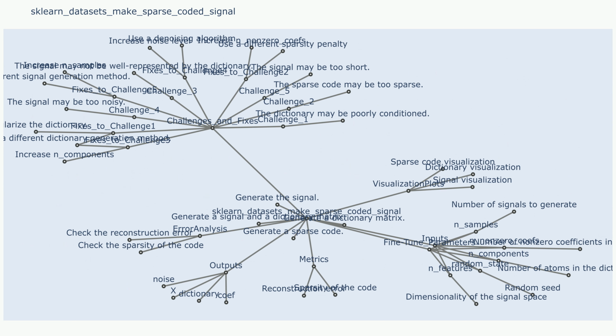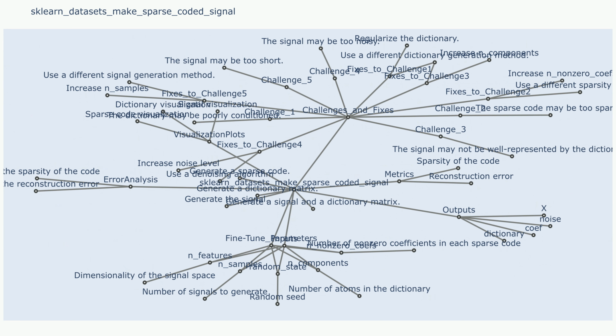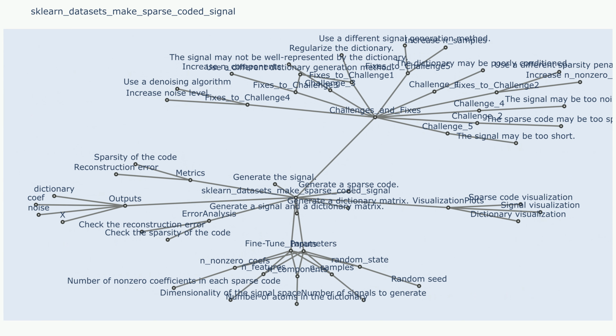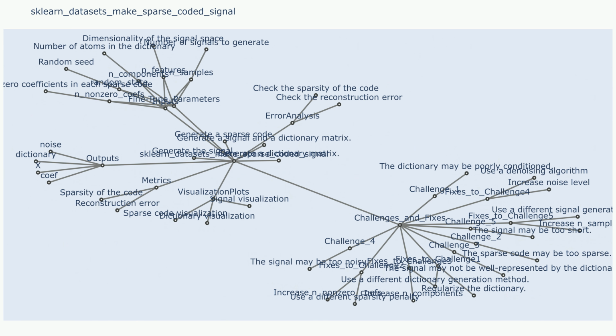Challenge 2: difficulty in interpreting the meaning of the sparse codes when the dictionary elements are not easily interpretable. Sample use case: trying to interpret the sparse codes for a signal generated using a dictionary of random numbers. Fixes to challenge 2: use a dictionary with elements that have a clear physical meaning. Visualize the sparse codes using a heat map or other visualization tools to gain insight into their structure.